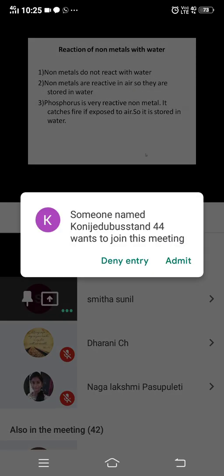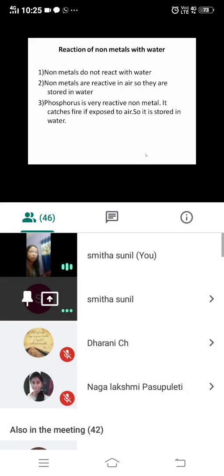Okay, so children have seen how sodium reacts so vigorously with water. So you cannot store it as it is in water or in air. You have to store it in kerosene.